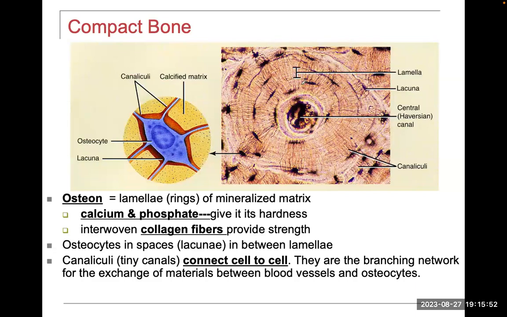Here is a cross-section of compact bone. You can see that we have lamellae. Those are those concentric rings. And we have these hollowed out spaces called lacunae. Now, lacunae are where osteocytes are located. Now, we have a cell that's called an osteoblast, not to be confused with osteoclast. So we have osteoblasts and osteoclasts.